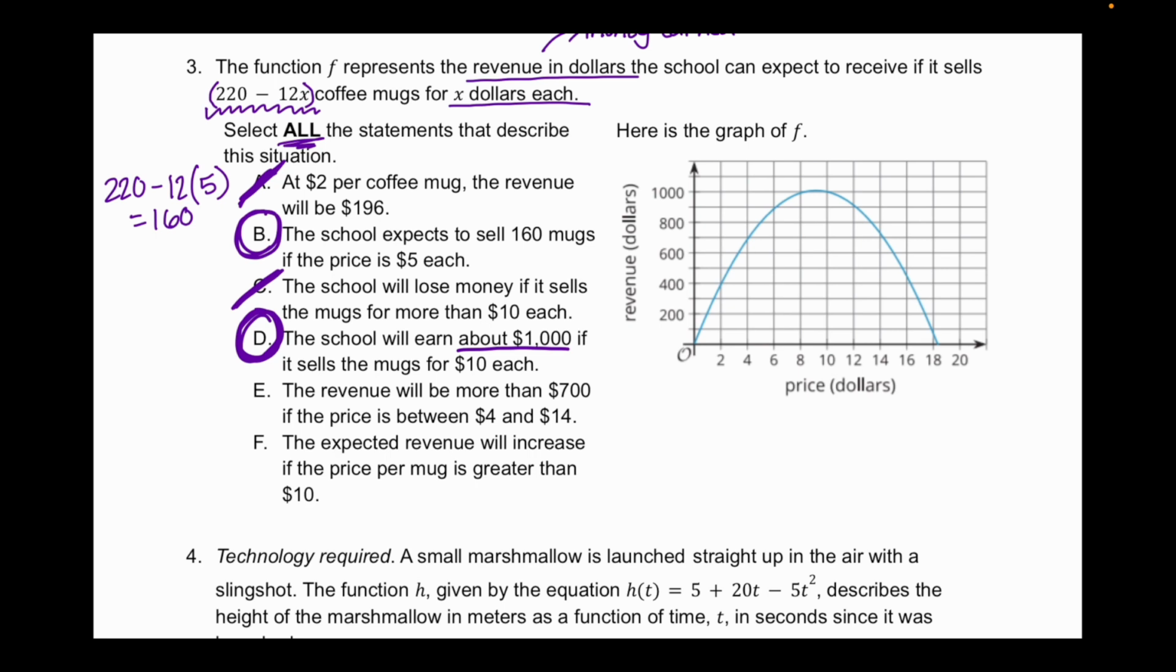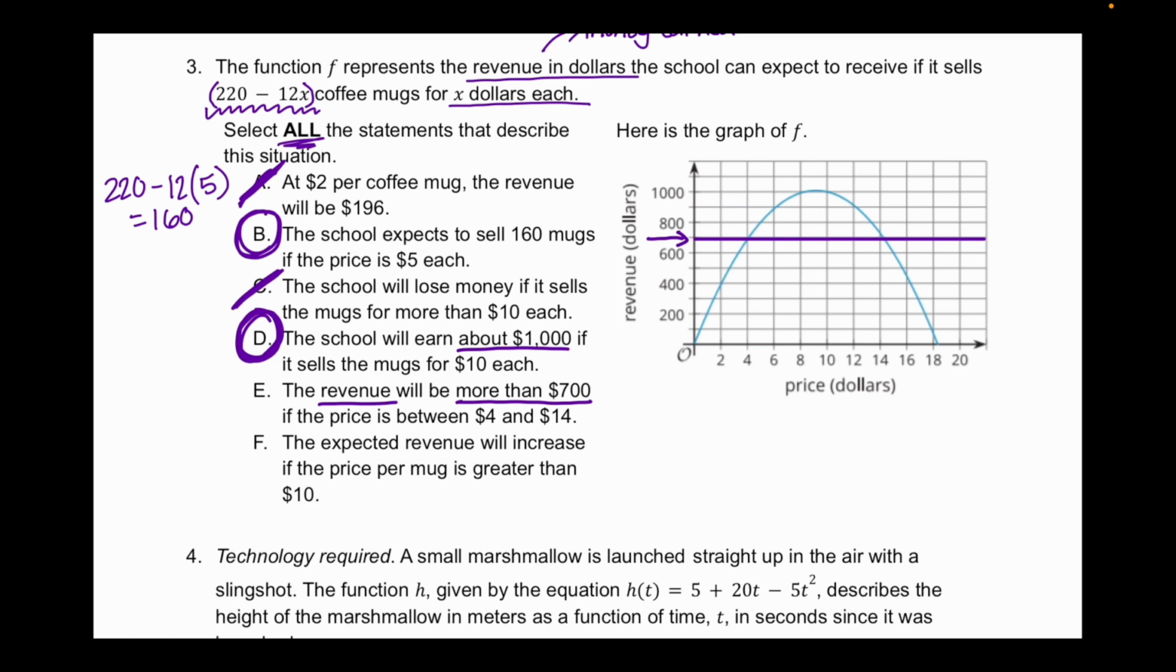For part E, the revenue, so the money they earn, will be more than 700. So we're looking at 700 on our revenue. That is right here on my graph. I'm going to follow that line horizontally so that we can see what might be above it, because above that is going to be more than 700 and below that will be less.